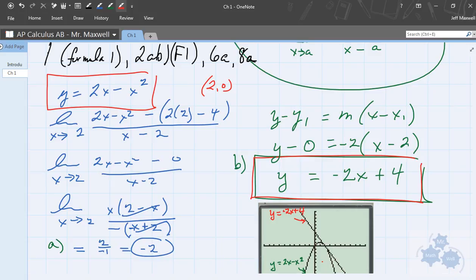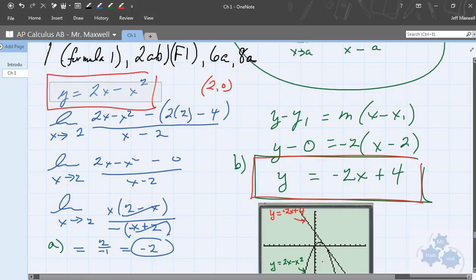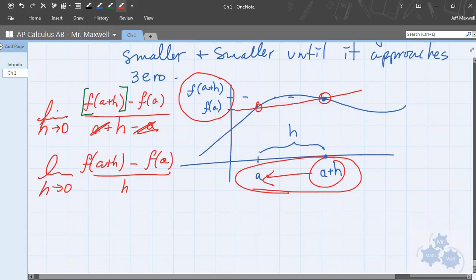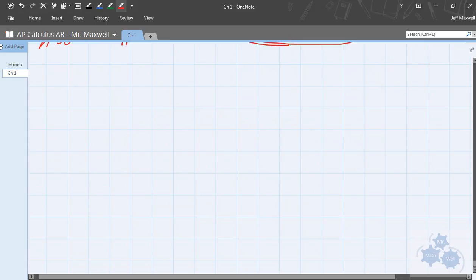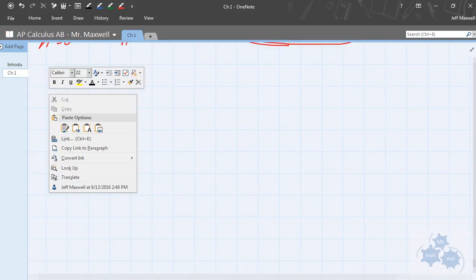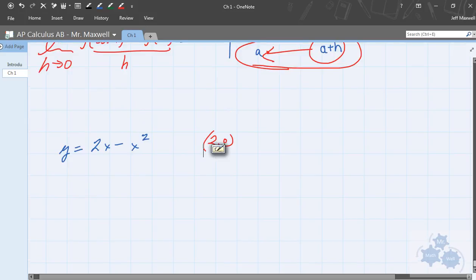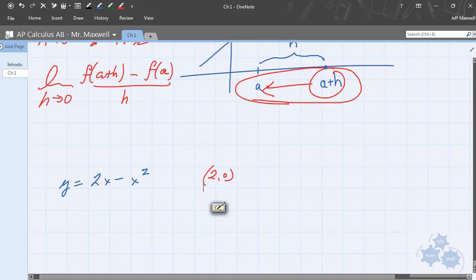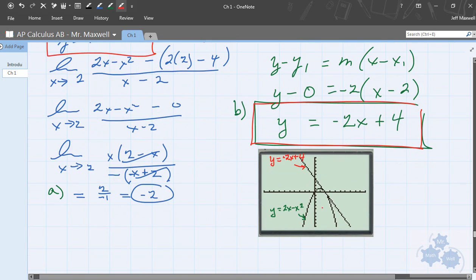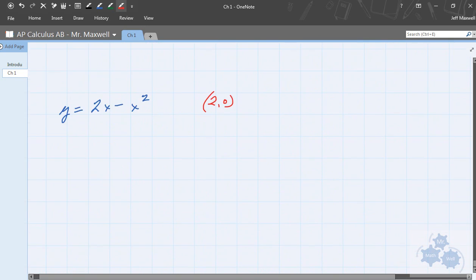So, let me just copy this somehow. All right, copy that. Okay. Paste that. All right. So, we did this with formula 1 before. We're going to use formula 2 this time, and we're going to find the slope of the line. And what should it be? What did we get before there? Was it 2? No, negative 2. Okay, let's see if we get the same answer doing it a little differently.